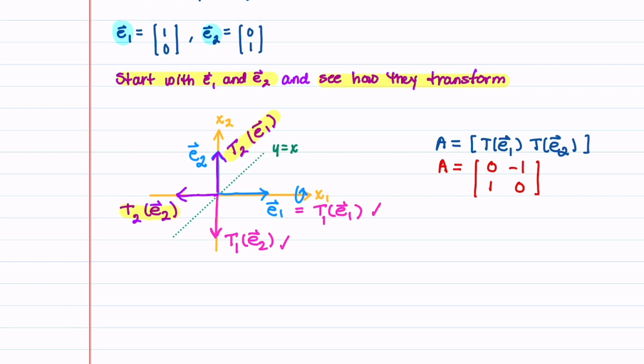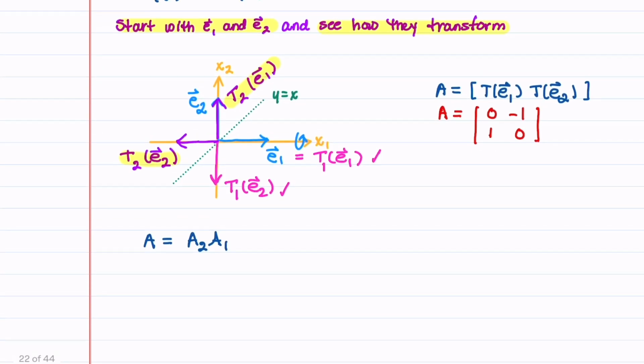I want to do one more thing before we finish this problem. This problem can also be solved using matrix multiplication, and I want to go ahead and do that for you. We can say that our standard matrix A is A2 times A1, where A1 comes from the standard matrix for our first transformation, and A2 is the standard matrix for our second transformation.